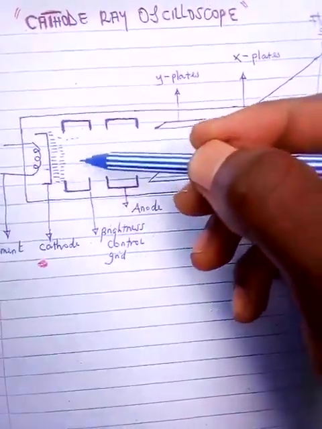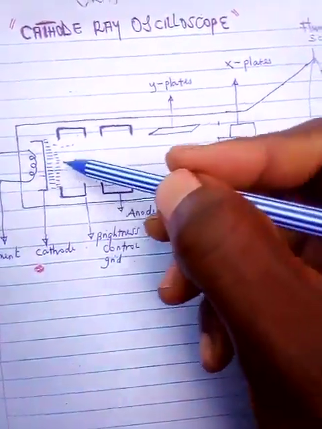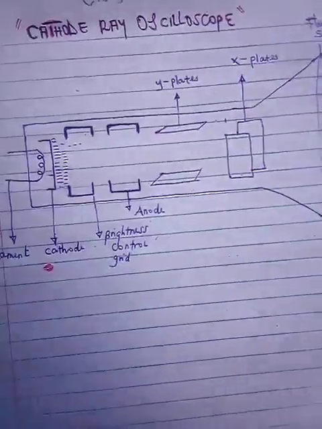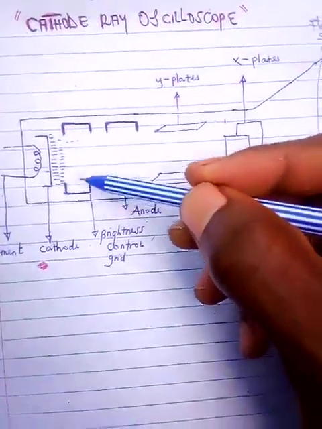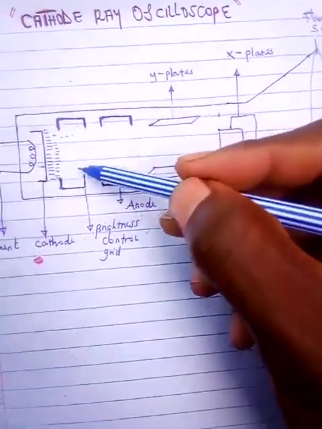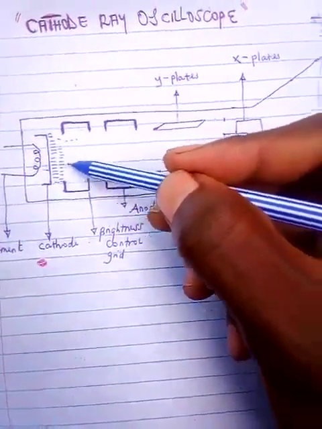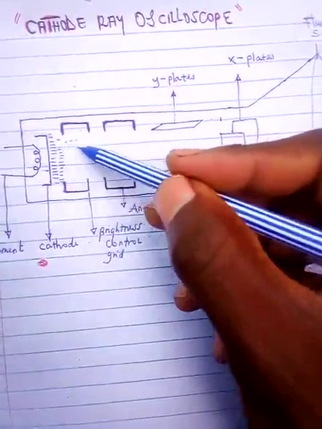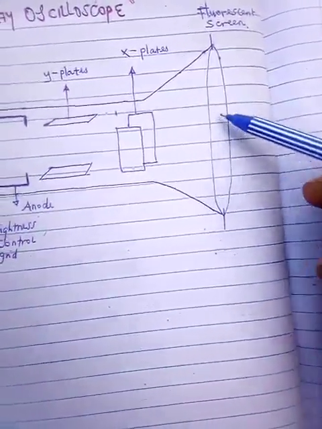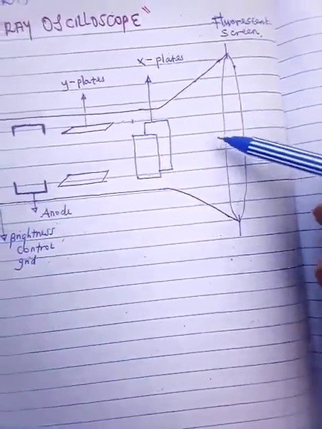But if the control grid has been made to be less negatively charged, you're going to see that a lot of electrons will pass through. A lot of electrons will be allowed to flow, to move through. Why? Because its negativity has been reduced. The electrons which are passing here will experience less repulsion. So, once a lot of electrons pass through here, the brightness of the spots which are going to be formed on the screen will be high.